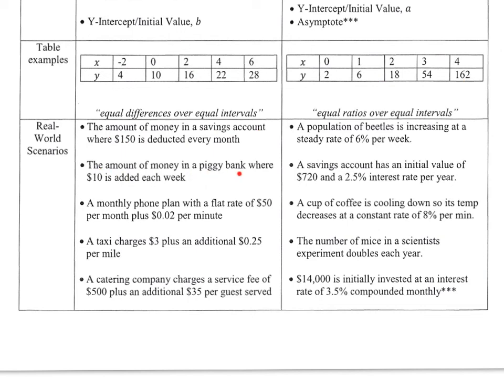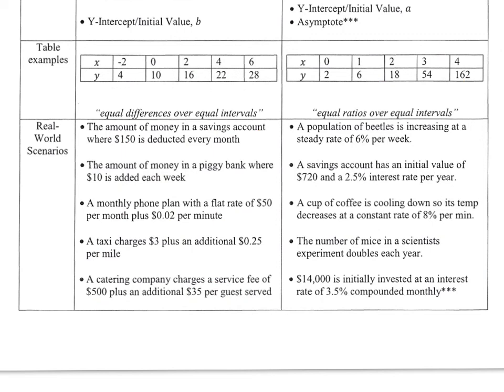Similar idea here, the amount of money in a piggy bank, $10 added each week. So we're just plus 10, plus 10, plus 10, but it's the same idea. A monthly phone bill has a flat rate of $50 per month plus 2 cents per minute. So we're adding the 2 cents for every minute, plus 2 cents, plus 2 cents. A taxi charges $3 plus an additional 25 cents per mile. So again, 25 cents for every mile, and so on. The catering company charges a service fee of $500 plus an additional $35 per guest. So we're adding the 35 every single time. So those all have something added each time.